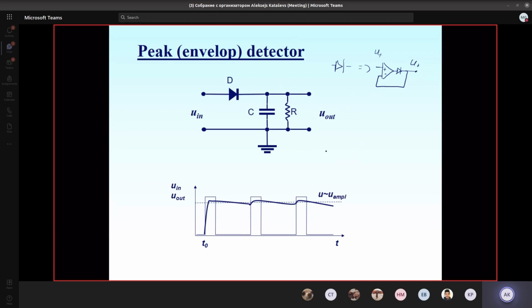What else is important? My pulses may come as very short and frequent pulses, but the amplitude of these pulses changes quite slowly, so the typical period of amplitude change is much longer than the time constant of my RC detector. In this case, the output signal will have enough time to follow the amplitude change.